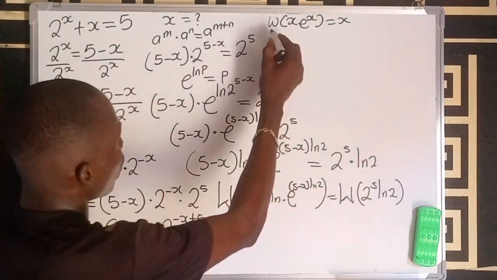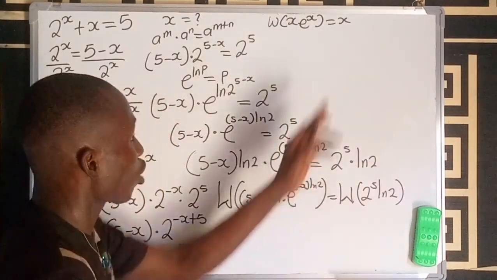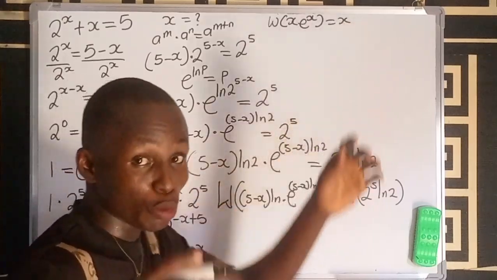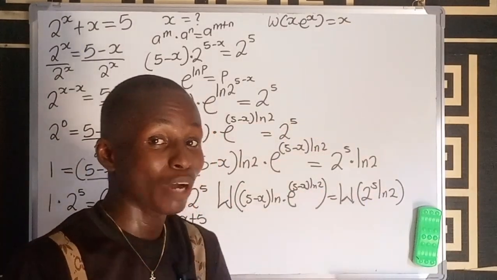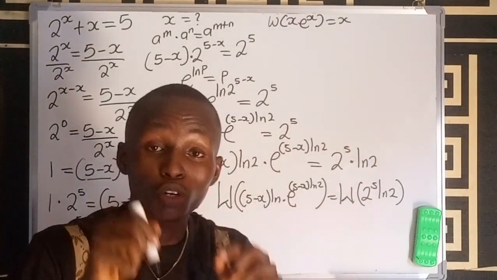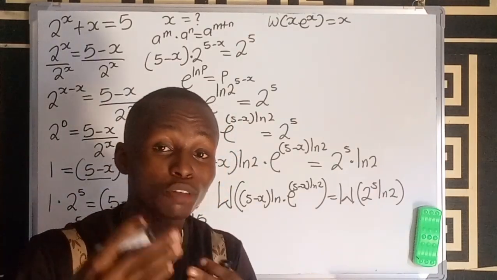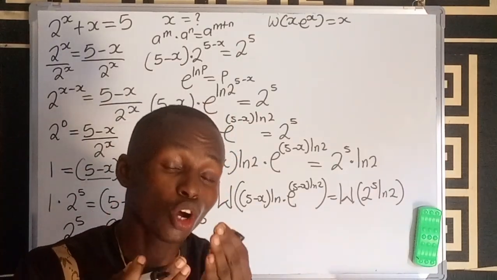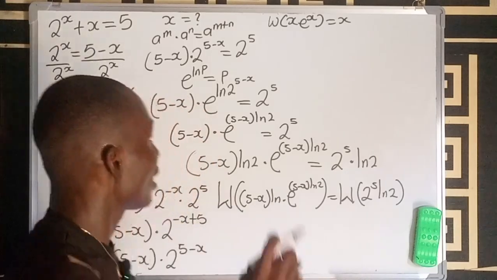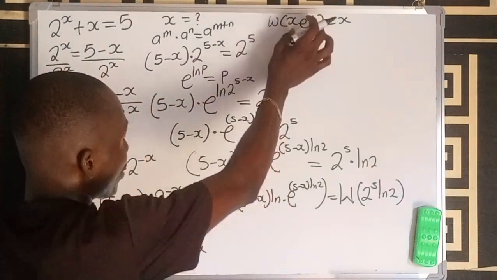Remember that from the properties of the Lambda W function, the outcome is just x. I know most of you will be wondering, can you throw more light on why this is x? Remember, I heard about inverse function. An inverse function is a function that reverses the operation of another function.